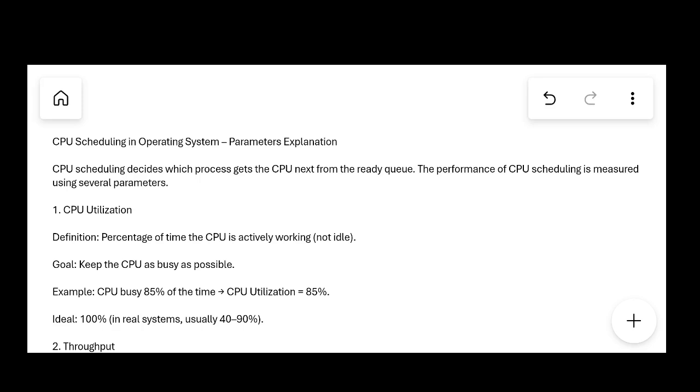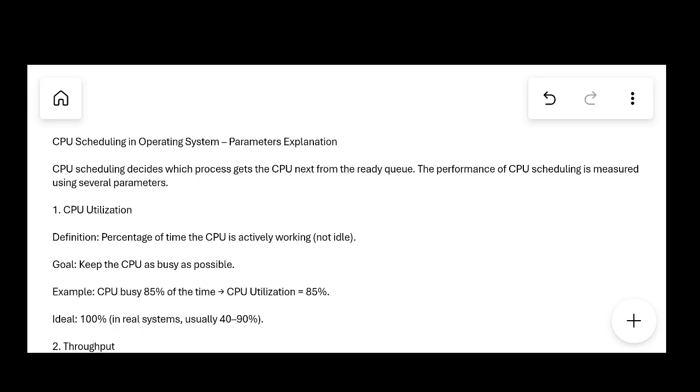Hi friends, today we are going to learn about CPU scheduling parameters in operating system. CPU scheduling is all about deciding which process gets the CPU next from the ready queue. To know how good a scheduling algorithm is, we look at several important parameters.